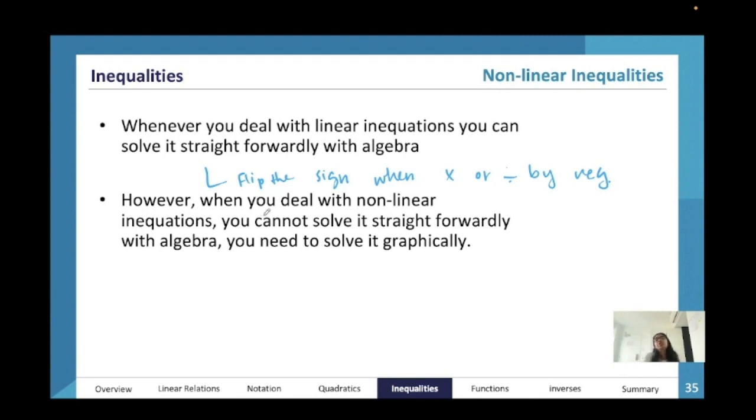But when you're doing nonlinear inequalities, you can't really do it straightforwardly. The best thing to do is just solve it graphically. So draw a graph, and using that graph, visualize it and solve it that way. So now let's move on.